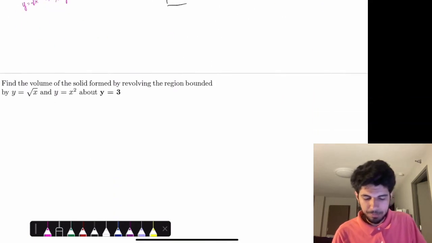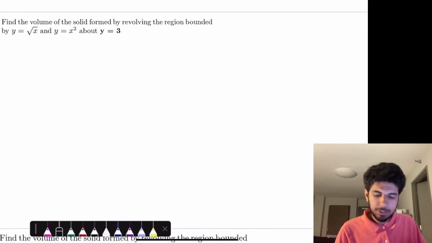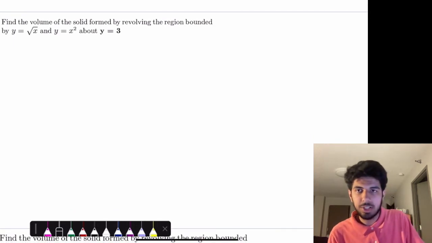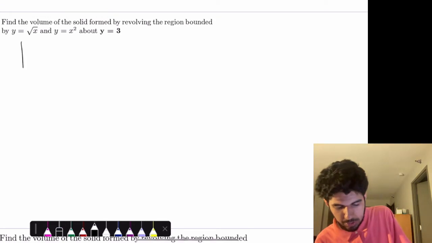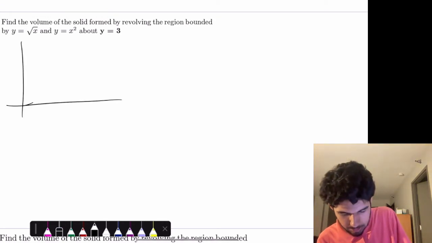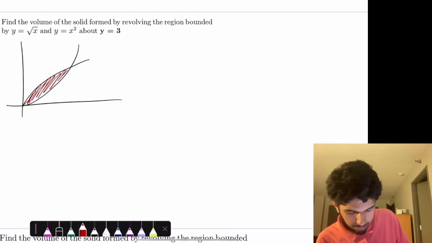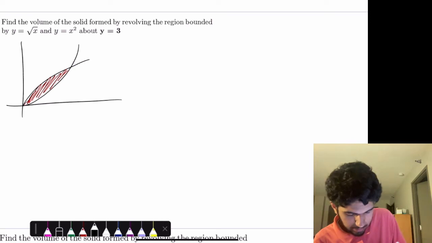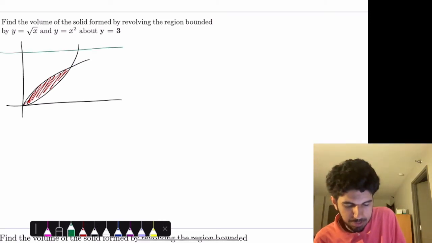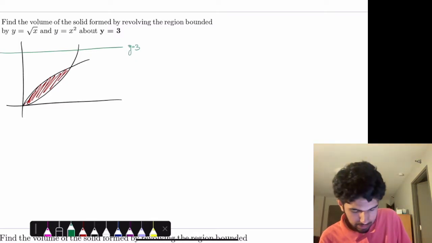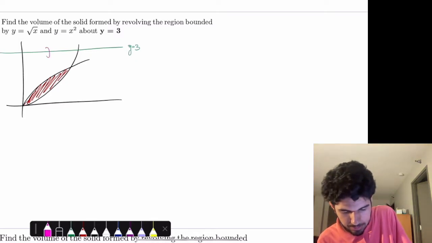Let's do another problem. Same functions, now just around the line y equals 3. So quick sketch first, as always, color in our region here, and now we're revolving it about, let me use a different color, y equals 3, which is somewhere up here. Y equals 3, and let's do our little arrow.